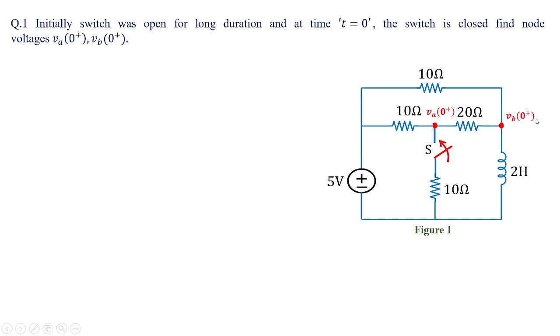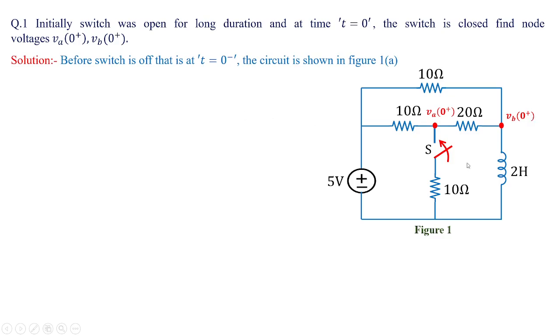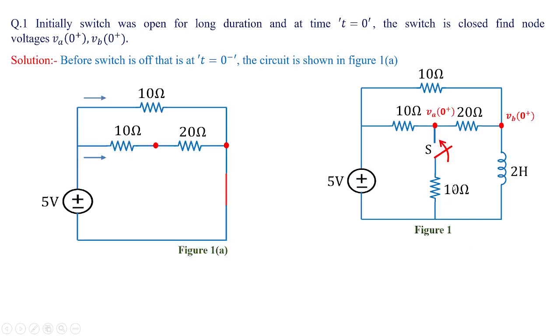So how do we solve this problem? First, we are going to see the before-switching conditions. We'll assume that the switch was open. When the switch was open, this 10 ohm is not connected. Hence, figure 1 is changed to figure 1A, and the currents which are flowing in the branch of 10 in series with 20 and 10 ohms are shown in figure 1A.